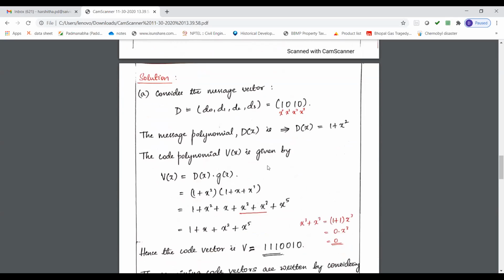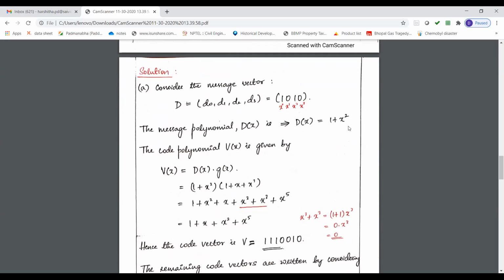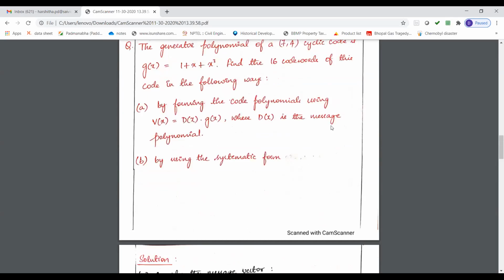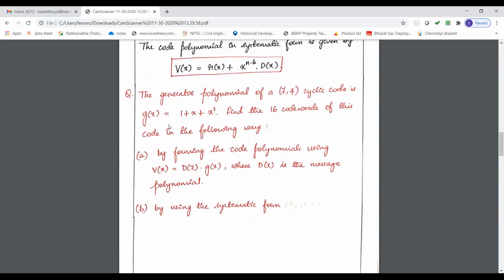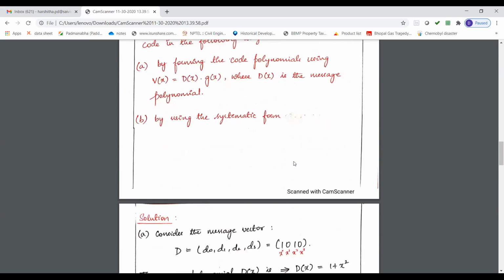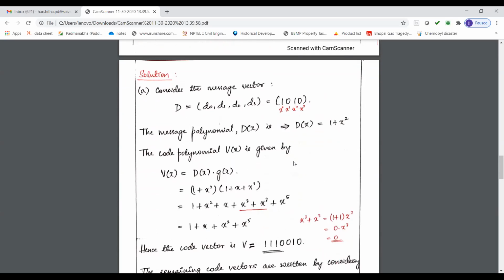D of x we have already found out here, and g of x is given in the problem itself as 1 plus x cube. So now what we are supposed to do, v of x is equal to d of x into g of x. So substitute d of x and g of x and multiply both the polynomials, so we'll get this expression 1 plus x square plus x cube plus x to the power of 5.